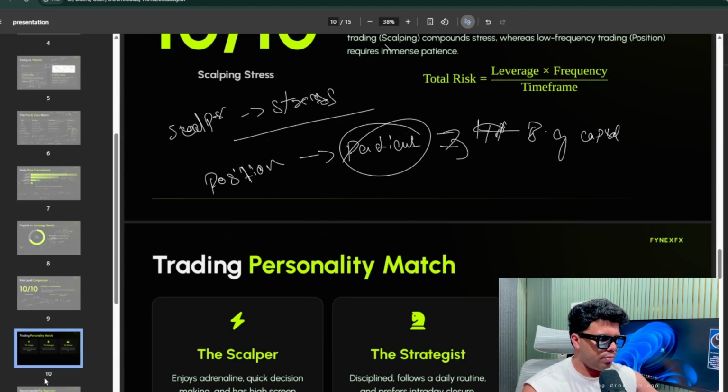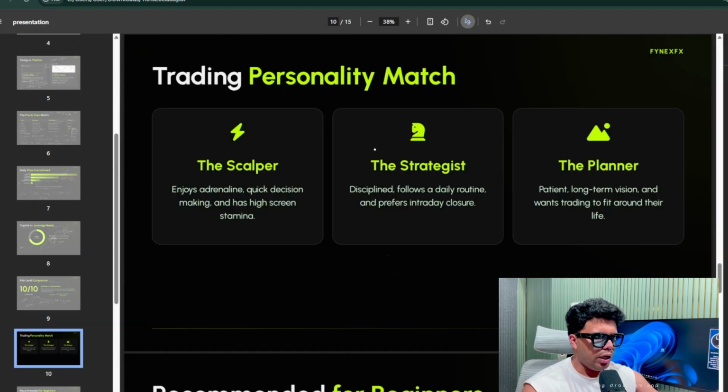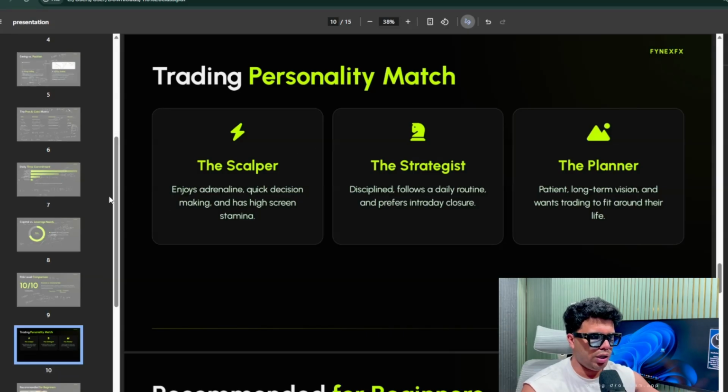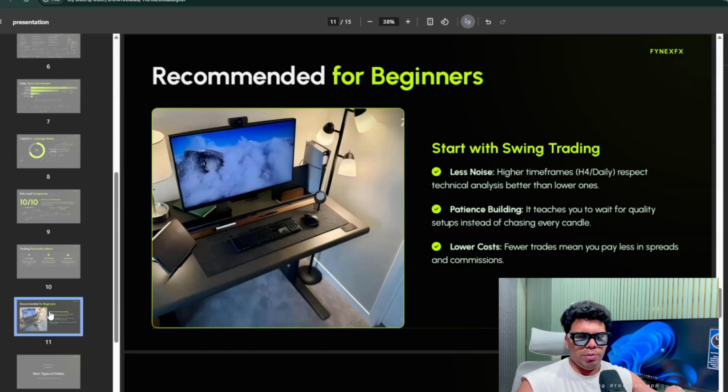See the next one, trading personality. This is a simple explanation, we already explained about this. What I recommend for beginners, as a brother, as your best friend, definitely I'll recommend starting with swing trading. Why swing trading?